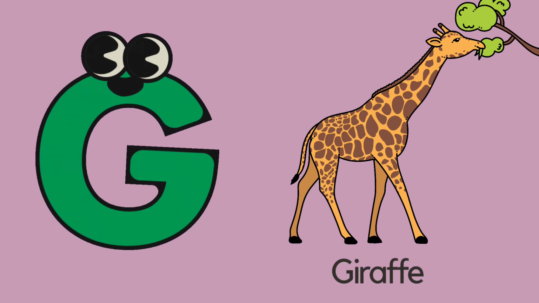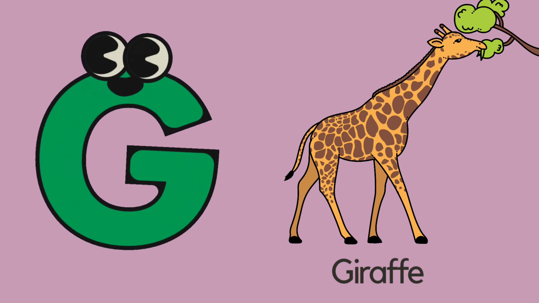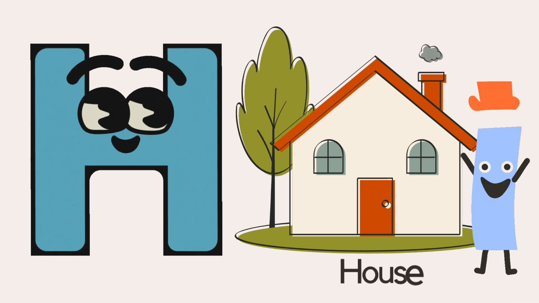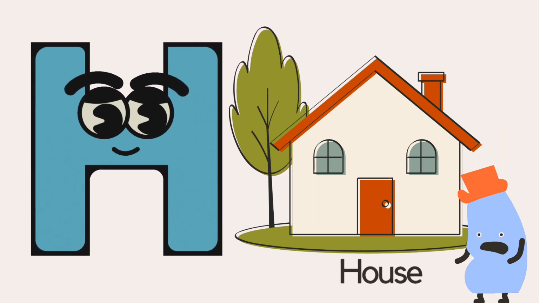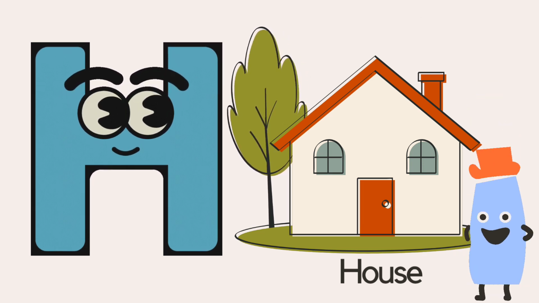G is for giraffe. Can you say giraffe? Nice. G is for giraffe. H is for house. Can you say house? Yes. H is for house.